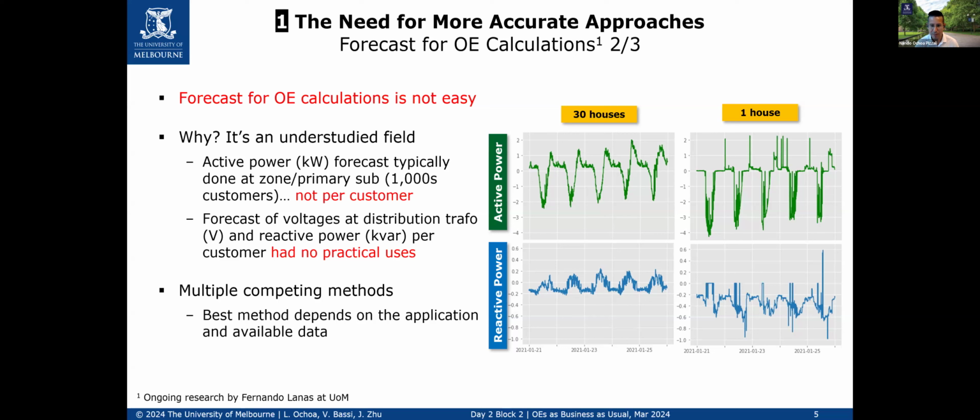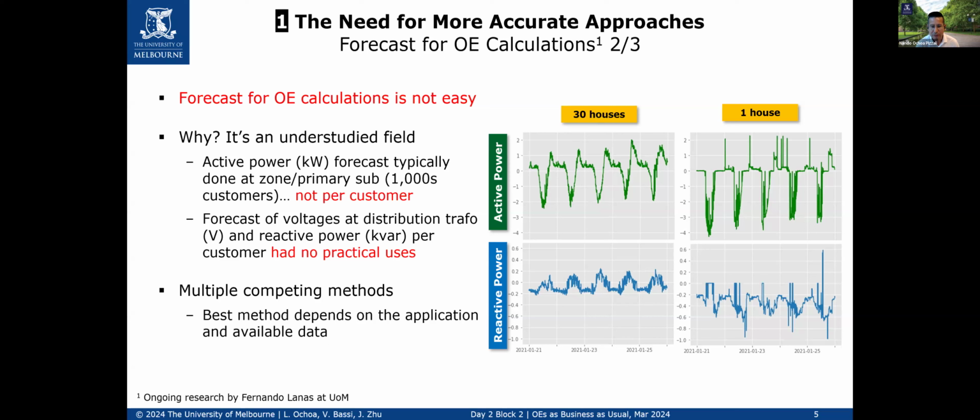Let's look at reactive power. Again, in the aggregate, it might look like something that is forecastable, right? You can see a trend, a pattern. An individual house, a totally different game. So, active power forecast of single customers hasn't been done. Typically, it's done for thousands of customers, right? And right now, distribution companies that have smart meters are doing it per transformer, but still, we're talking about hundreds of customers in some cases.